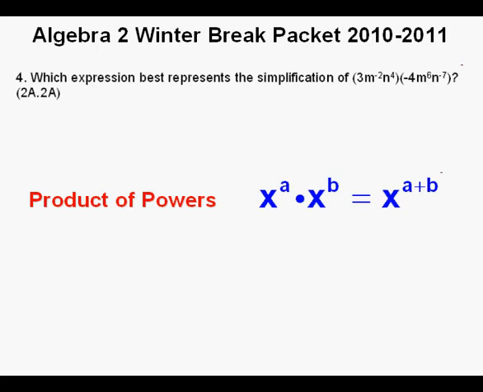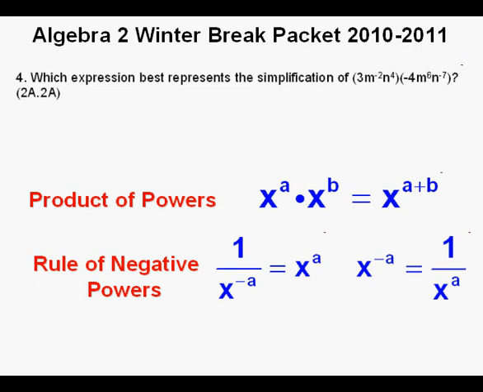For this one, problem 4, we have which expression best represents the simplification of 3 times m to the negative 2 n to the 4th times negative 4m to the 6th n to the negative 7th. We'll leave you to do this one, but we'll review a couple of the rules of exponents you can use here. First, we'll have the product of powers, x to the a times x to the b equals x to the a plus b.